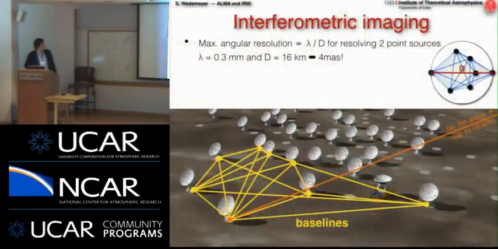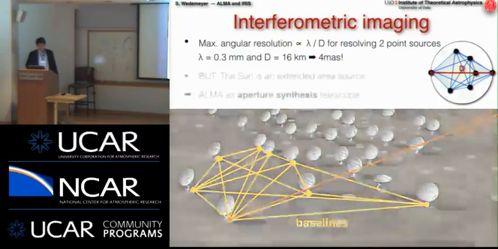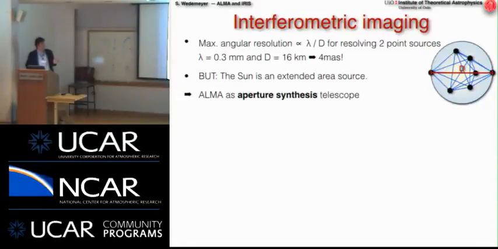So if you think of the maximum distance, the maximum baseline, as we call it, of 16 kilometers for the shortest wavelength here at 0.3 millimeters, that in principle gives you an angular resolution of 4 milli-arcseconds, which is quite amazing. But you have to keep in mind this is only relevant if you try to resolve point sources. If you talk about the sun, then we have emission from the sun that fills out the whole beam of the antenna. That means the area in the sky that the one antenna is sampling.